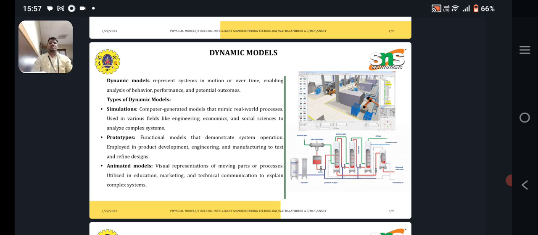Among static models, there are also aesthetic models. Aesthetic models are developed to look and feel like the real product. They are used to evaluate user appeal and for ergonomic testing. These models do not actually work and are typically not intended to be handled roughly. So these are some important points in the physical models.